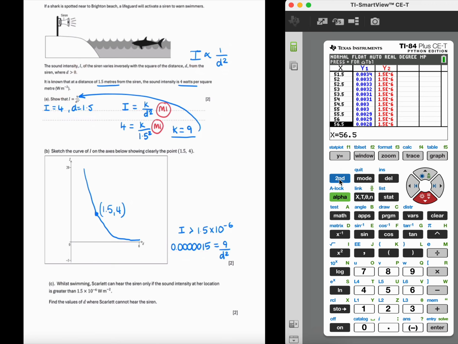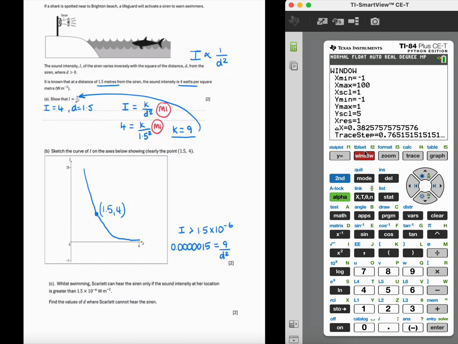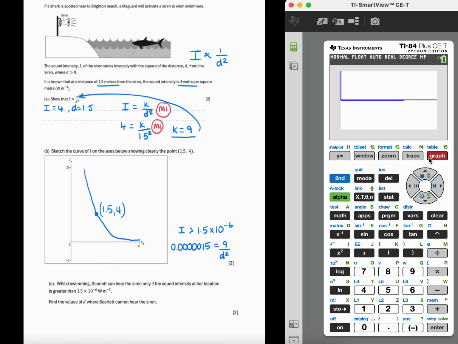Okay, so let's just try a few values here. If I go into my window, let's try like 4,000. Let's go a lot bigger and see if we can work out what's going on here. And I'm just going to look for my intersections. And there we go, we've got one. So the intersection there is at 2,449.